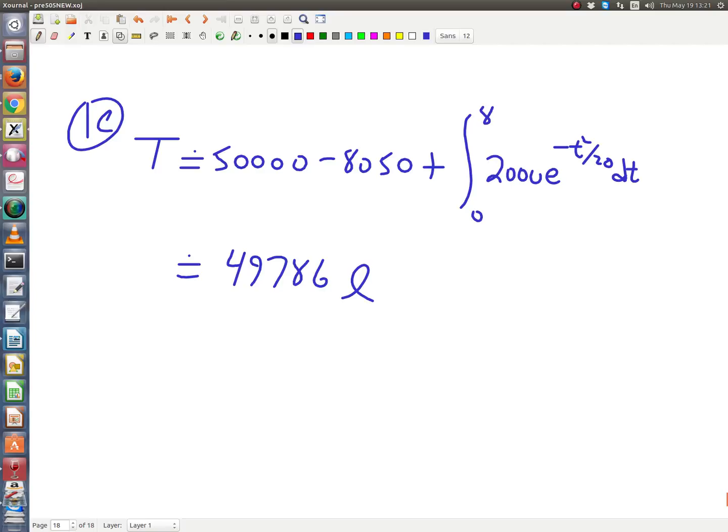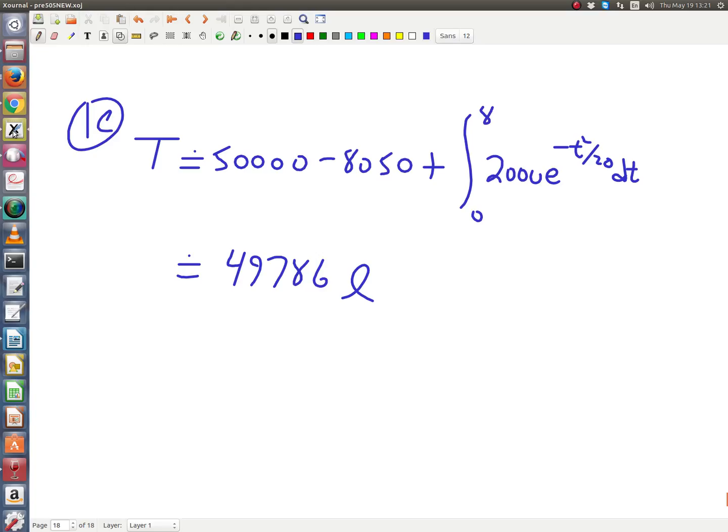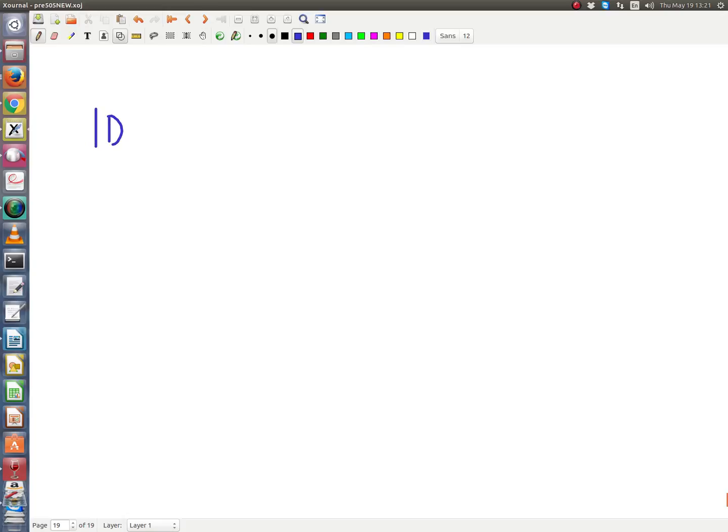Alright, so part D, what do we got? For t equals 0 to 8 inclusive hours, is there a time t when the rate at which the water is pumped into the tank is the same as the rate at which water is removed from the tank? Explain why or why not. So 1D. Don't you want to know when W of t is equal to R of t? Is there a time between 0 and 8, inclusive, such that W(t) equals R(t)?